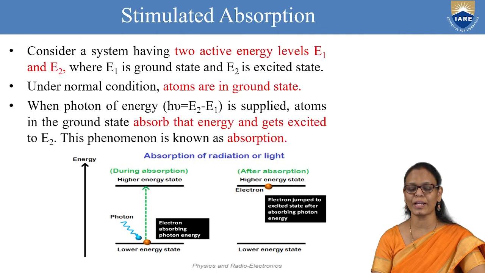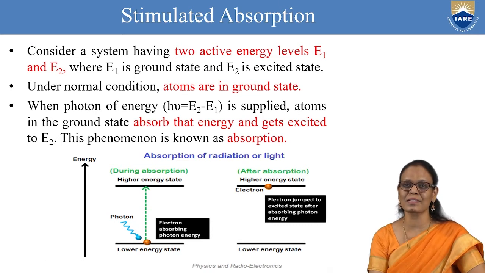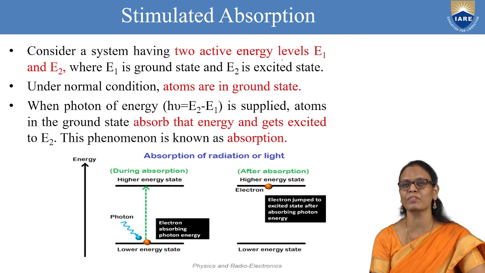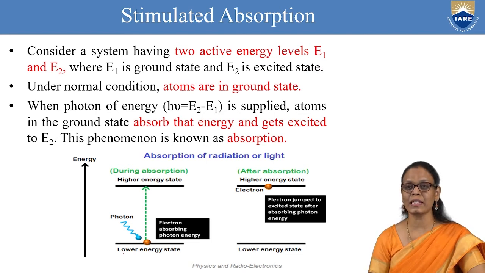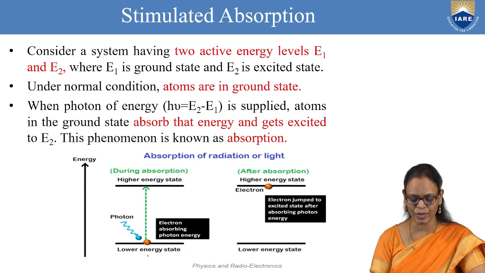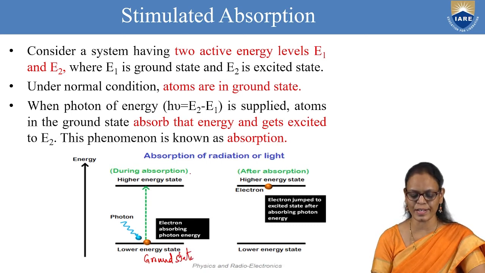Now coming to stimulated absorption. What we need to understand about stimulated absorption? For that we consider a system having two active energy levels, E1 and E2, where E1 is the ground state and E2 is the excited state. The lower energy state we call the ground state, and the higher energy state we also call the excited state.